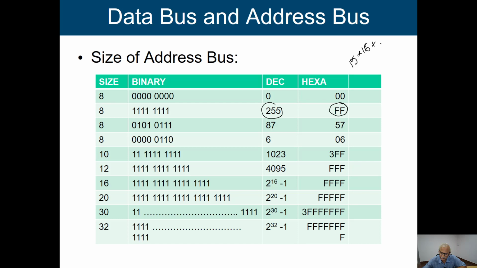15 into 16 plus 15. Okay, so this is your FF. Now the maximum value is FF in hexadecimal and the minimum is 0. So if we are having an address bus of size 8, then what will happen? We can go up to 255 memory locations in the decimal number system.